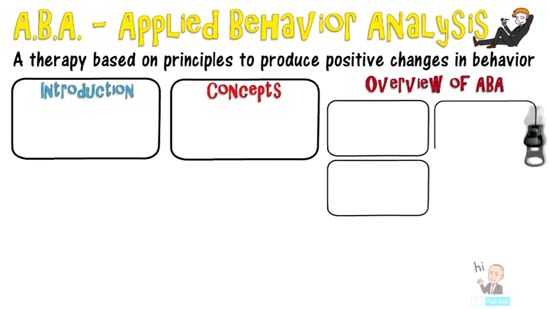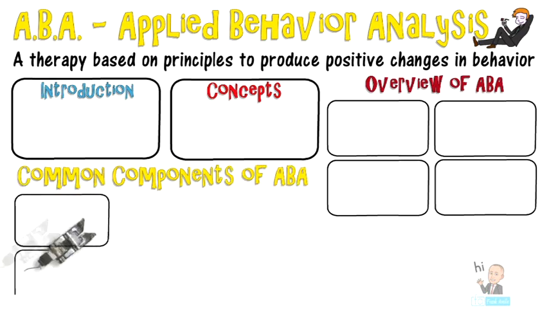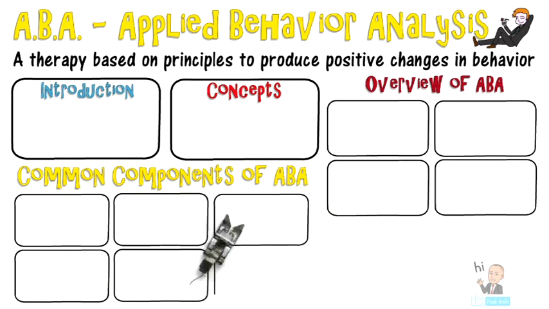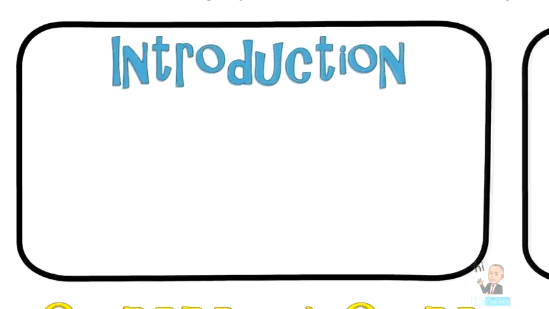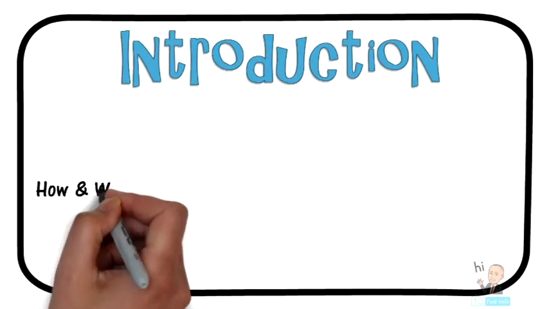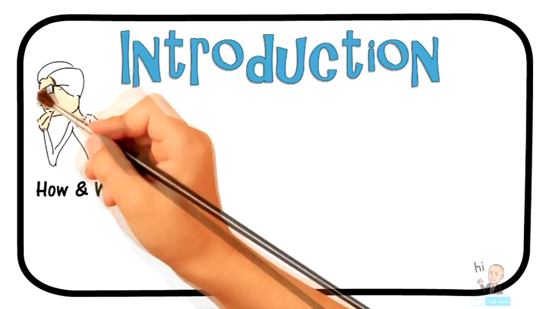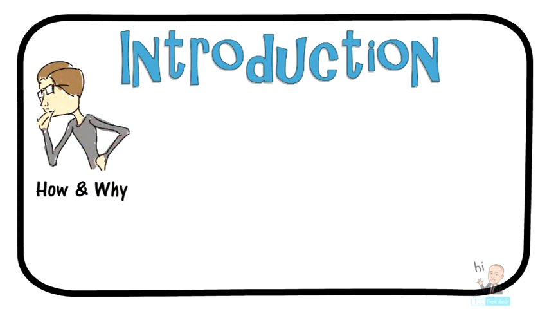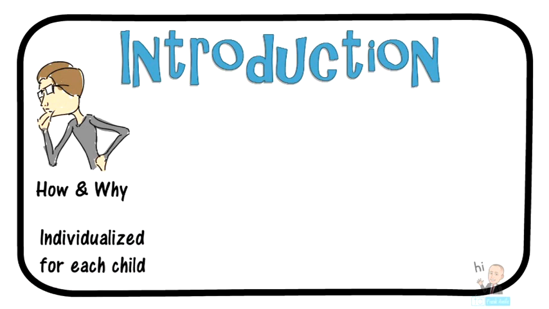It will also break down 6 different components which are very significant for ABA, and eventually will finish with functional analysis. So let's understand the introduction of ABA. ABA looks to study how and why of behavior, and this is done through an investigation. ABA strategies should be individualized for each child. We know children are unique in their own ways and have their own idiosyncrasies.